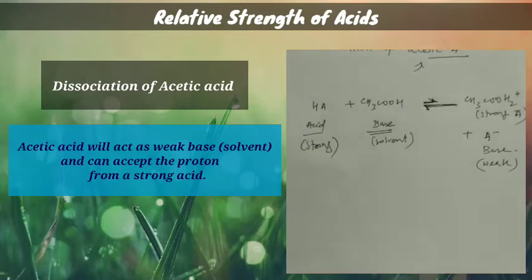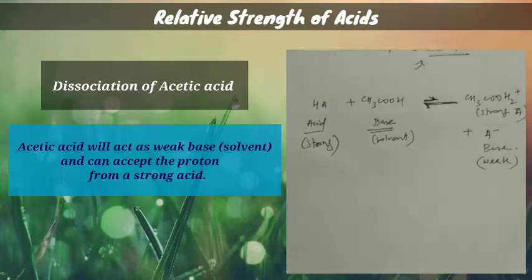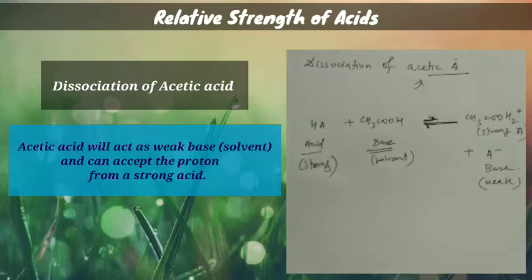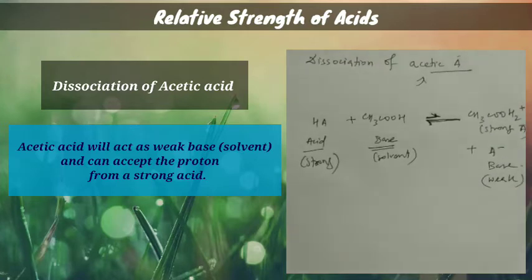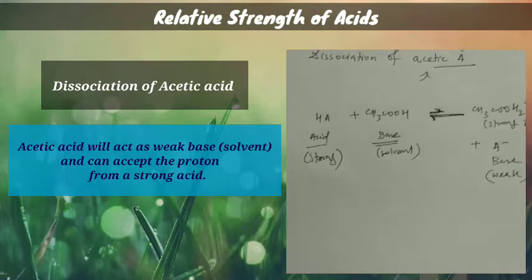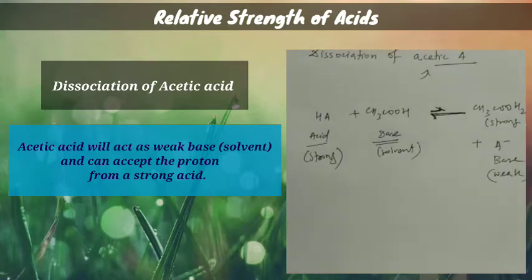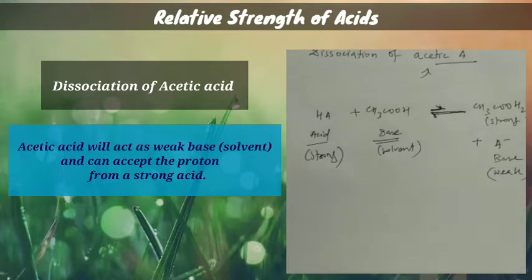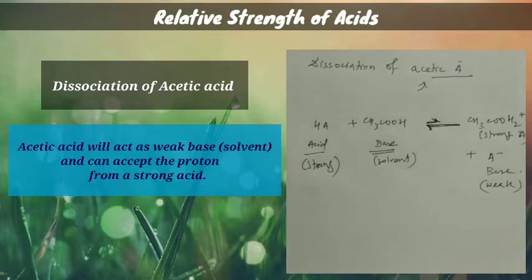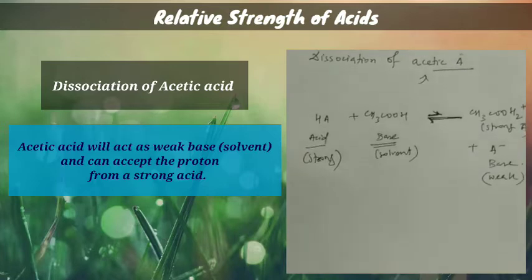If they can accept or donate a proton very easily, at a faster rate, then that acid will be your strong acid. That means it can easily donate that proton at a faster rate. Or that base will be a strong base if it can accept that proton easily. And the moderate acid and base will be in between them. Okay, clear?